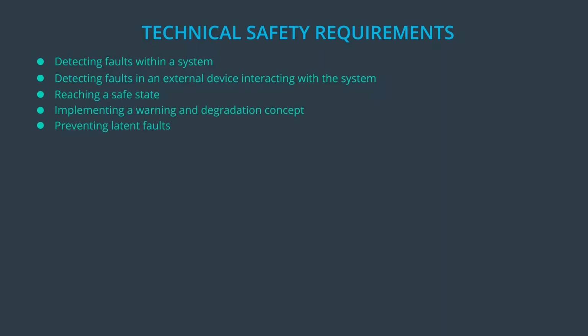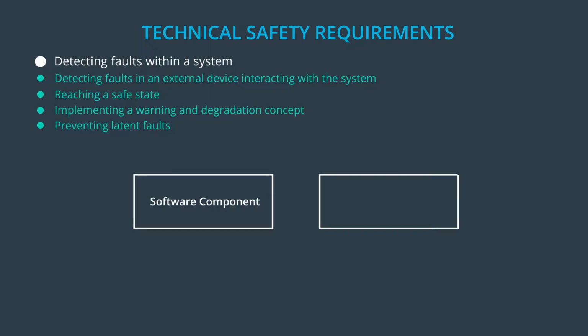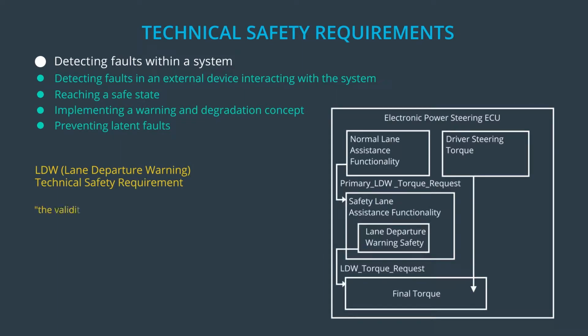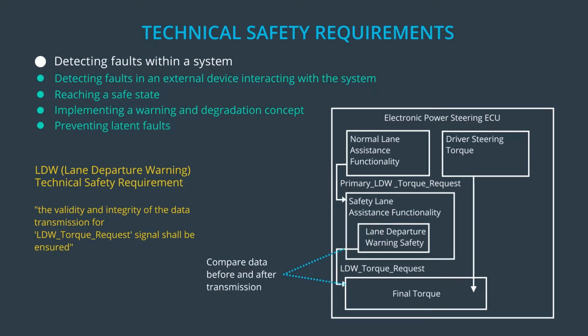Here is an example of each case for the lane departure warning function. A fault within a system could either be a software error or a hardware component that malfunctions. A general technical safety requirement would be that the validity and integrity of the data transmission for the LDW torque request signal shall be ensured. We will talk about specific methods for checking data validity and integrity in the text below the video.